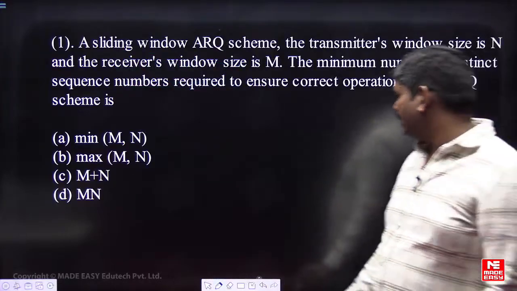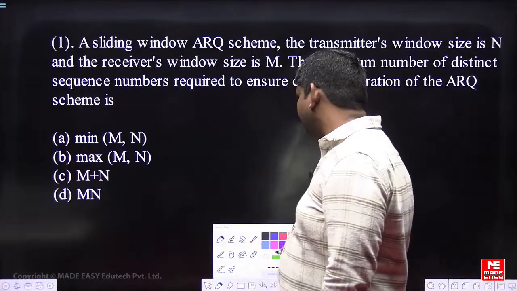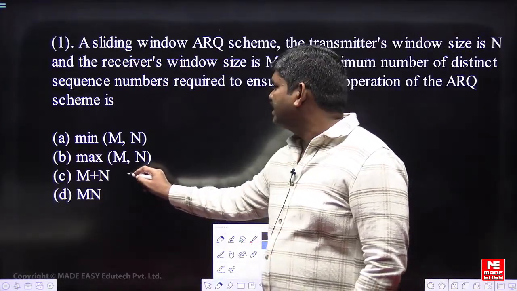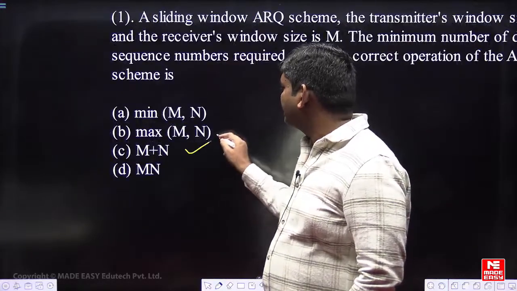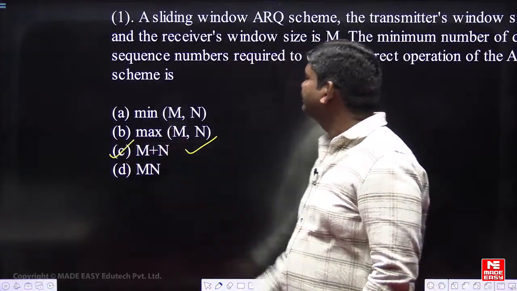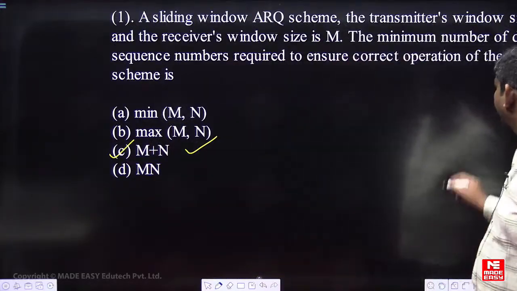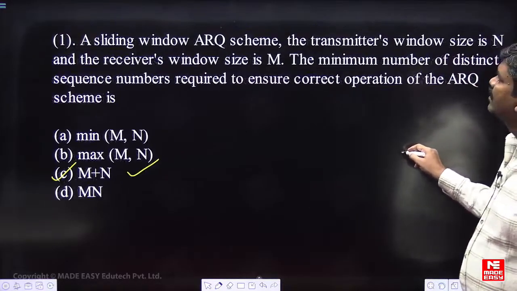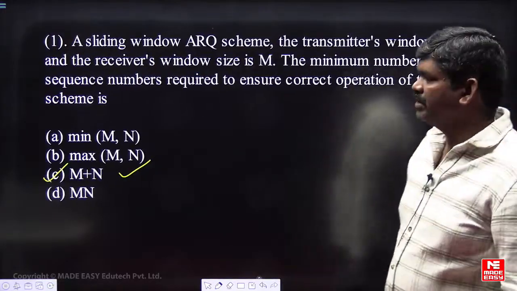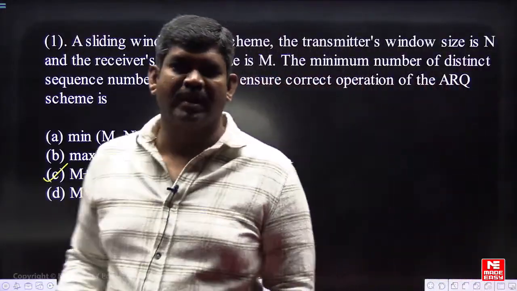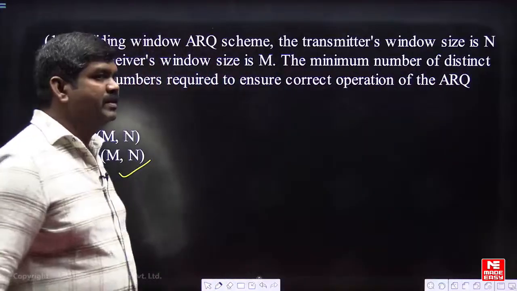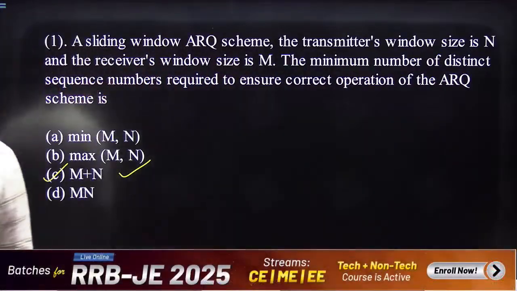So for this particular problem, what is the answer? It is m plus n. That means C is the answer for this. Sometimes they can ask a question in this way, directly with the variables. So the answer is m plus n.